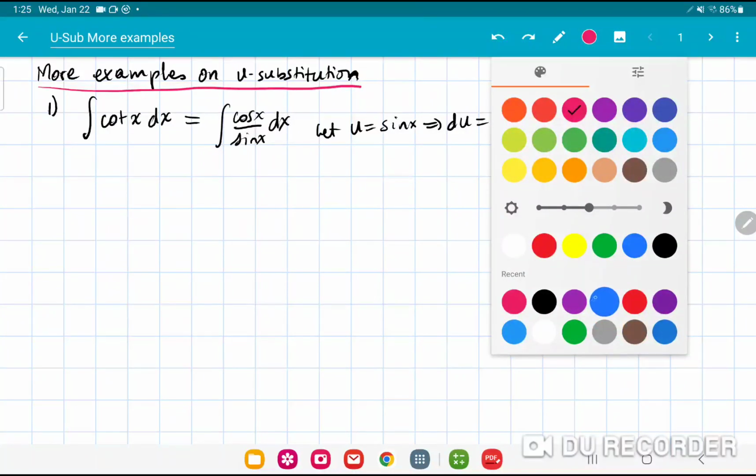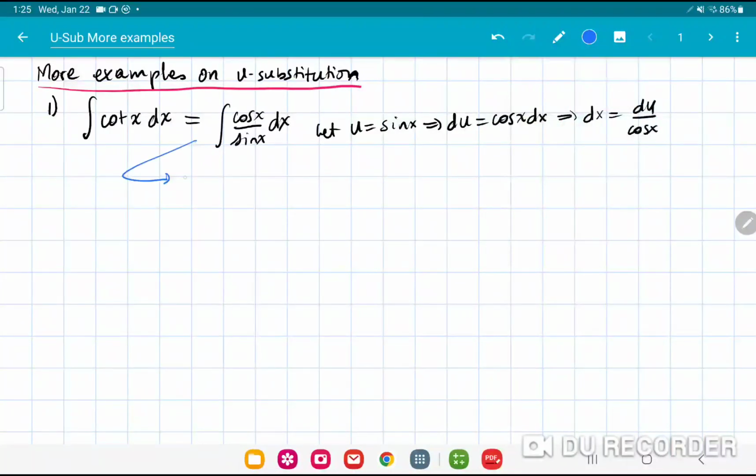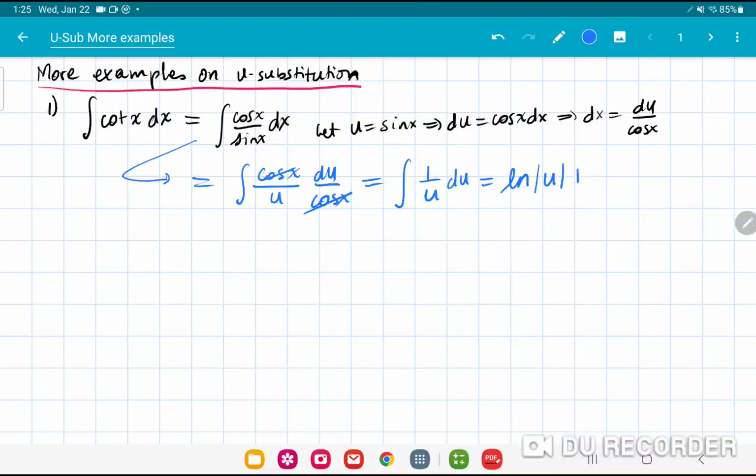So this expression now equals the integral of cosine of x divided by u, that's what sine x is, and dx becomes du over cos x. So the cosine x cancels. This will give you integral of 1 over u du, or the integral of 1 over u is natural log of u plus c, which gives you natural log of sine of x plus c.